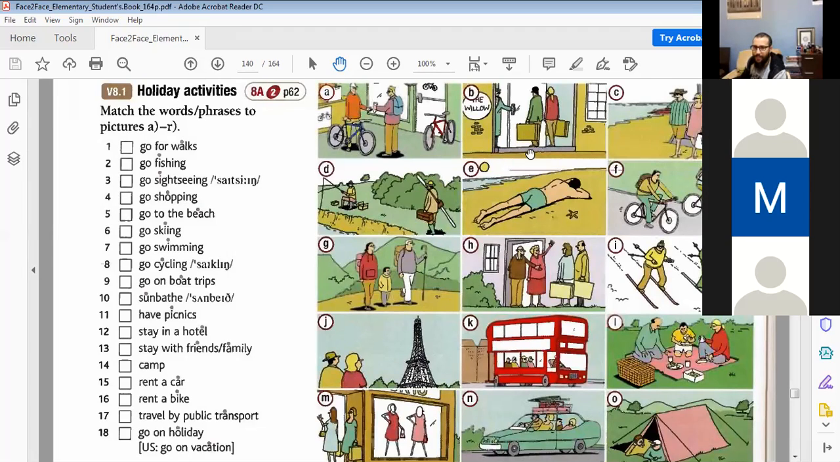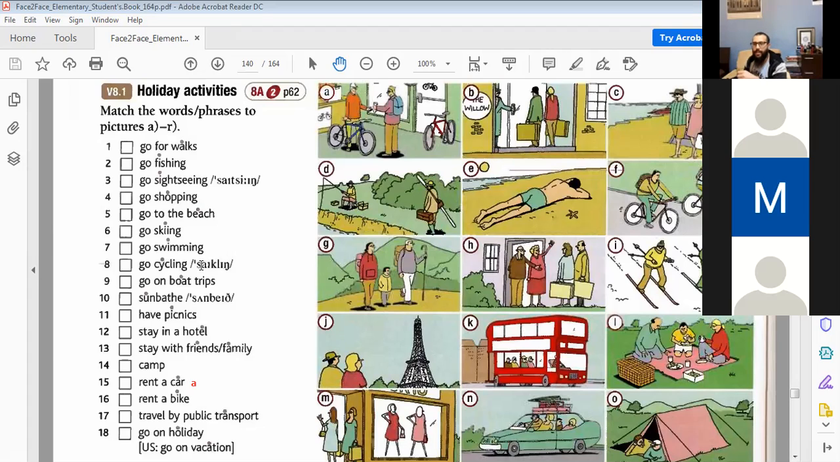What do you think? Rent a bike. Maybe rent a bike. Yeah, I agree. I think this is rent a bike. So A is rent a bike. Correct.